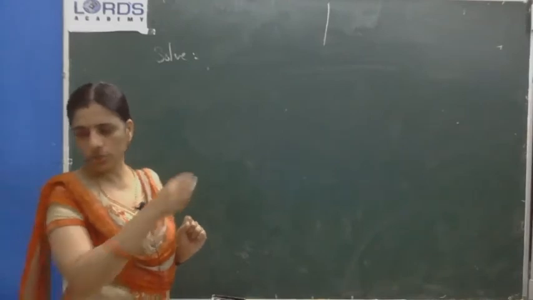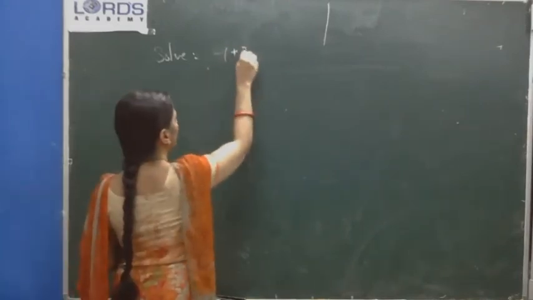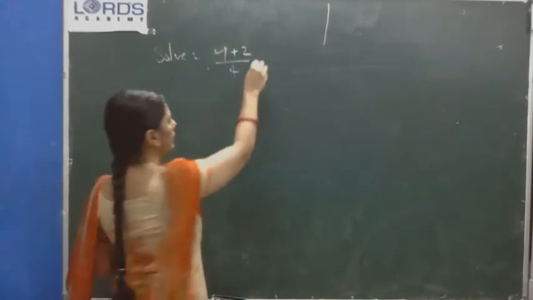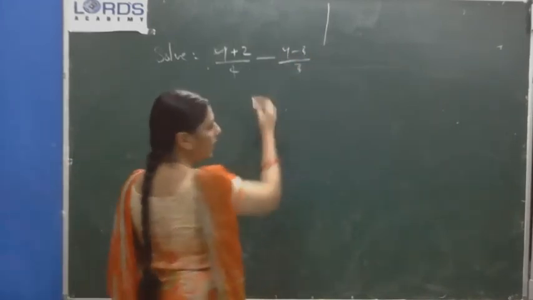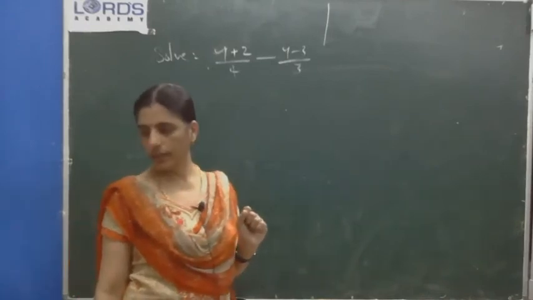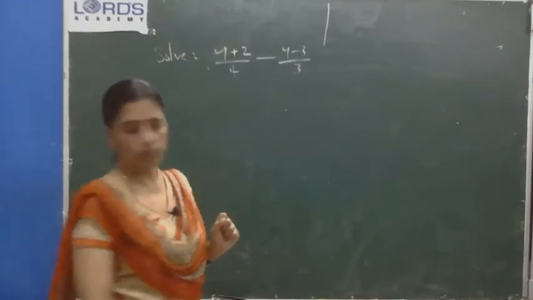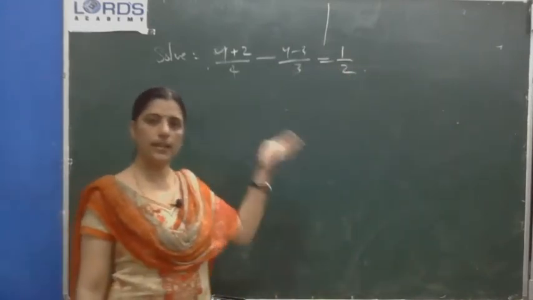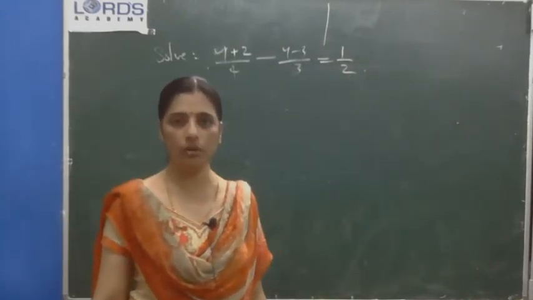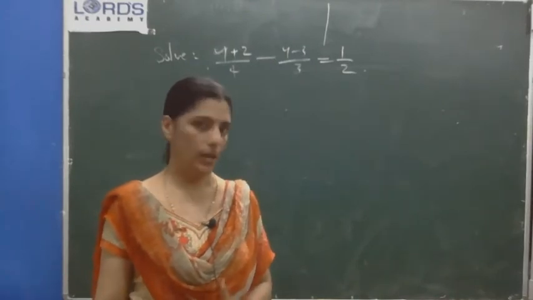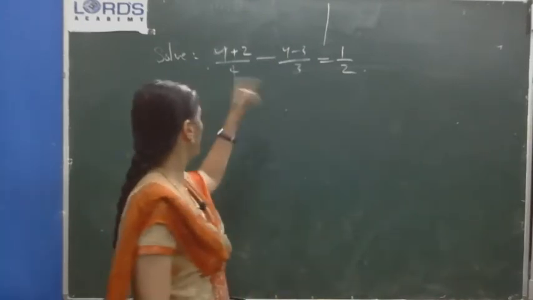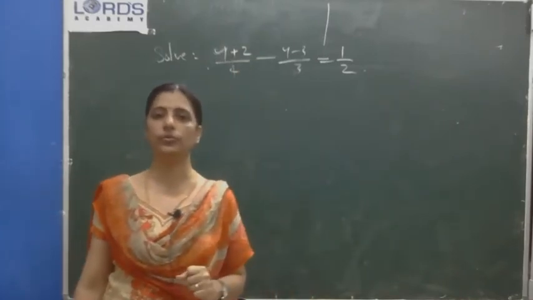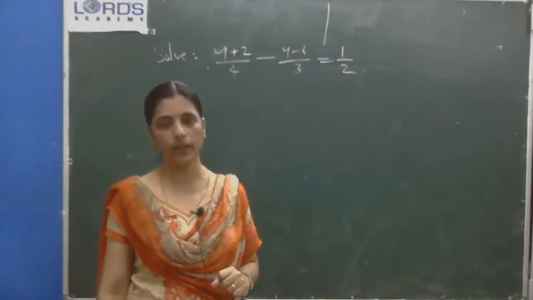Solve (y plus 2) by 4 minus (y minus 3) by 3 equal to 1 by 2. All of you listen here. This is a linear equation. You have to solve means you have to find the value of the unknown. What is the unknown here? Here the unknown is not x, that is y. So your duty is to find the value of y.